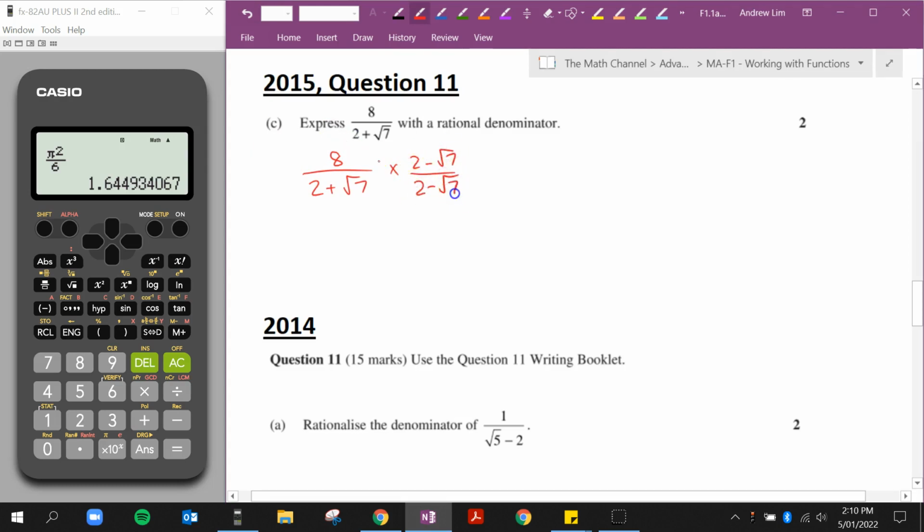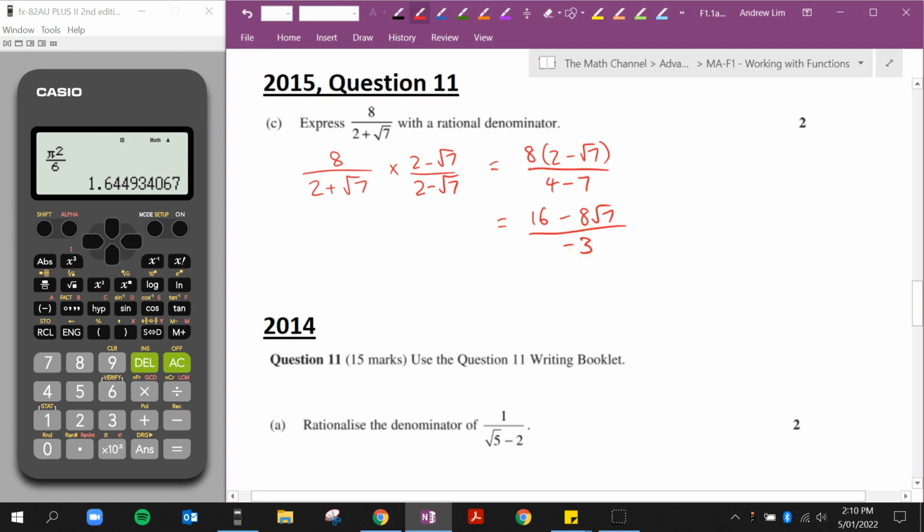Okay, you can see there's quite a few of these questions in past HSC exams. So we've got 8 lots of 2 minus root 7. 2 times 2 is 4. Put a minus sign. Root 7 times root 7 is 7. This is going to give me a negative 3, which I can't simplify with that 8, so I'm just going to expand the numerator to make it 16 minus 8 root 7 over negative 3.